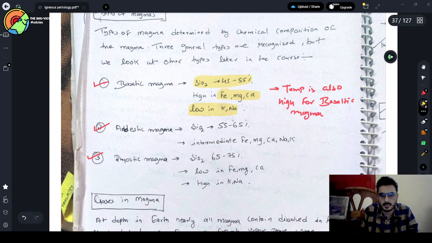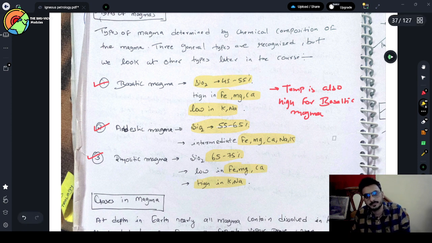Now andesitic magma has 55 to 65% of SiO2. They have intermediate Fe, Mg, Ca, Na and K, and the temperature of this is also intermediate. Now if we see the rhyolitic magma, the SiO2 percentage has increased to 65 to 75%. It has low Fe, Mg and Ca, and high potassium and sodium.